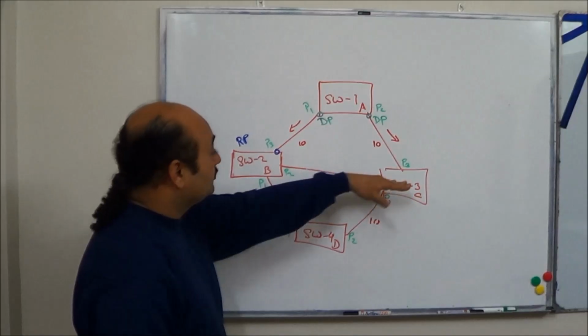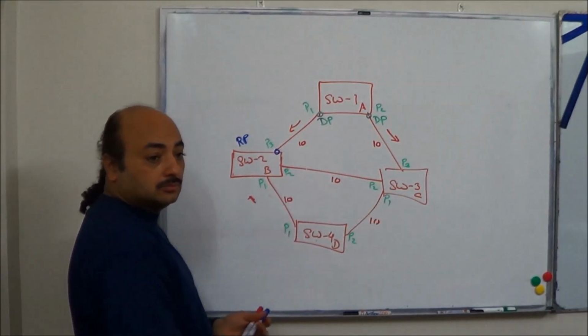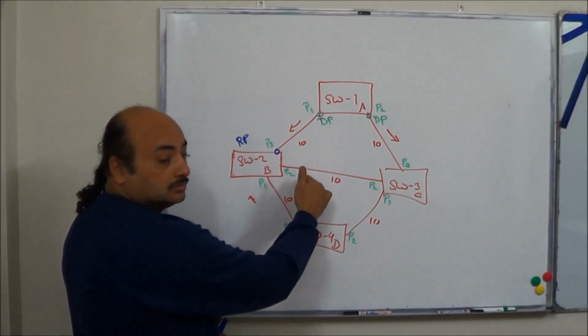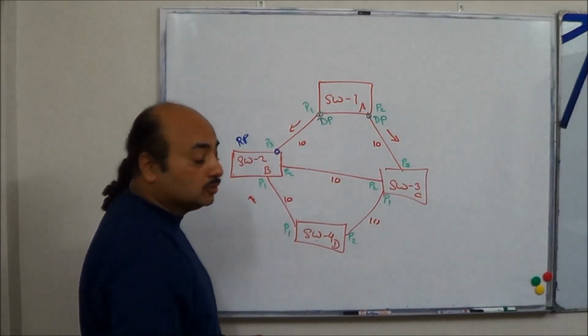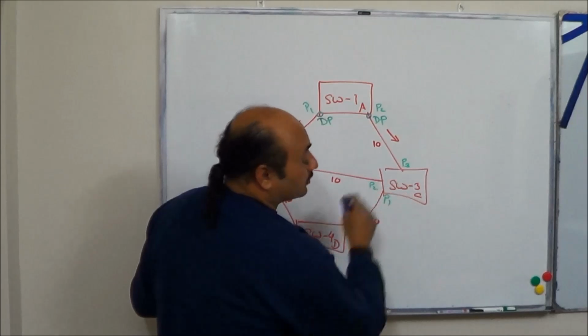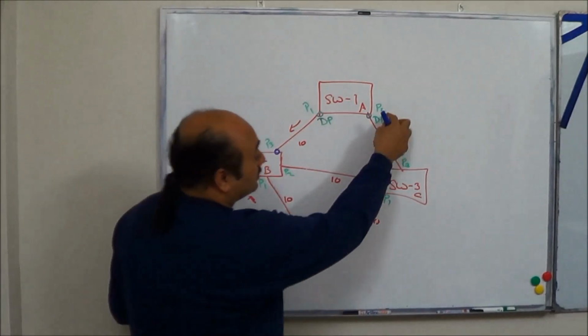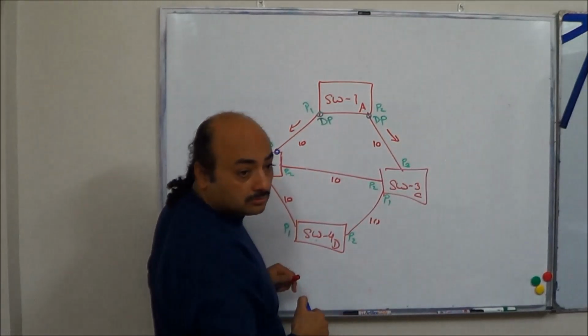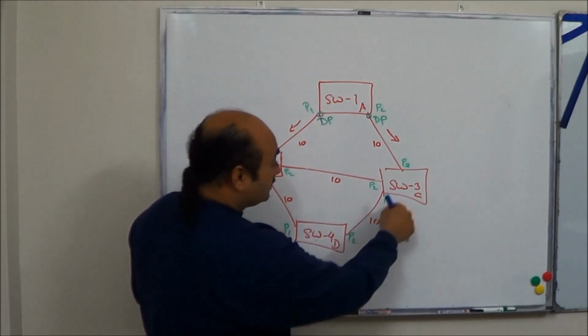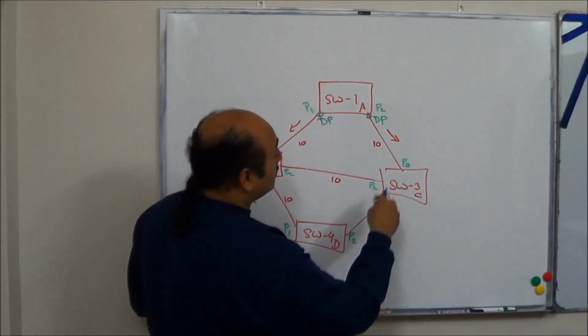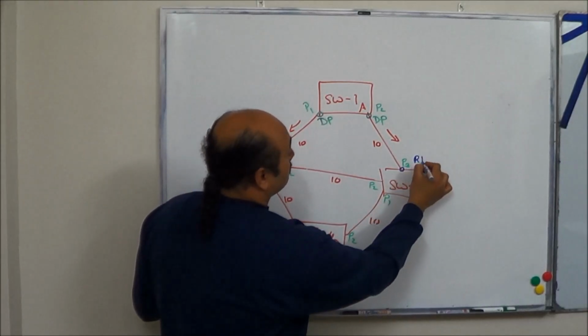Let's first consider this part. This is one loop, this is another loop, and this is another loop. There are multiple loops. Let us focus on this one now. Similarly, coming from here, RPC is 0. Coming from here, RPC is 10. Coming from here, RPC is 20. This becomes a root port.